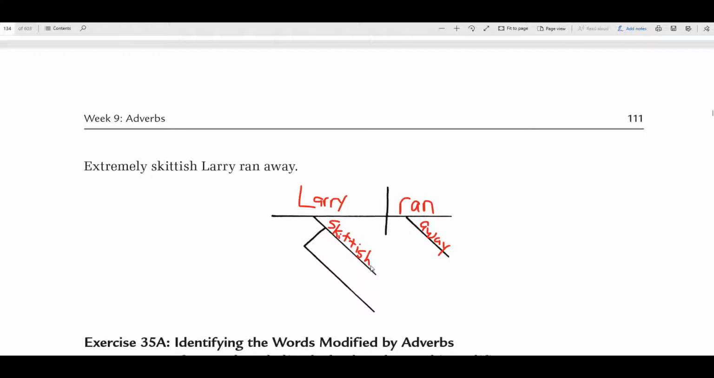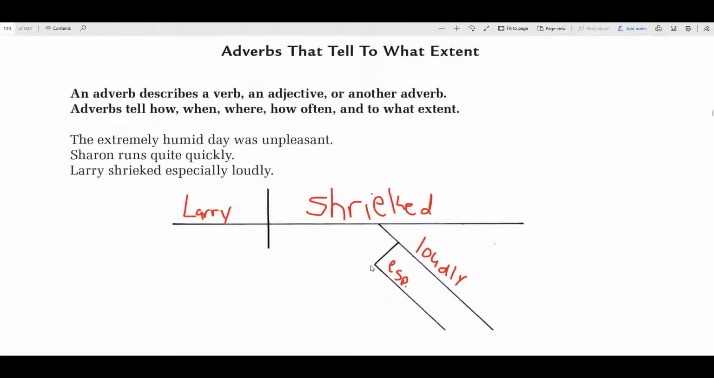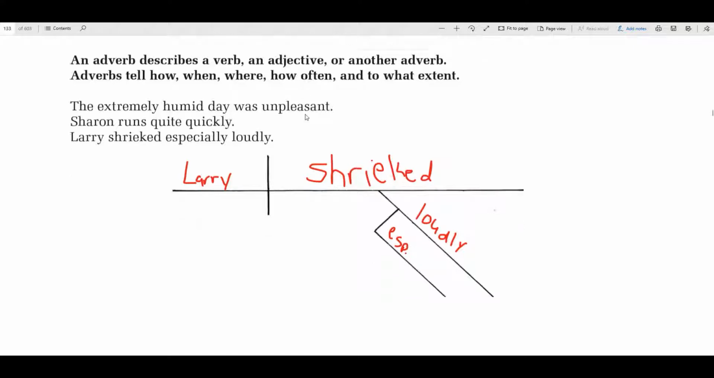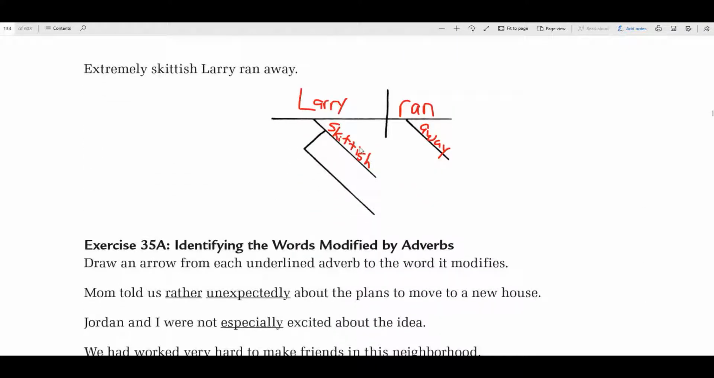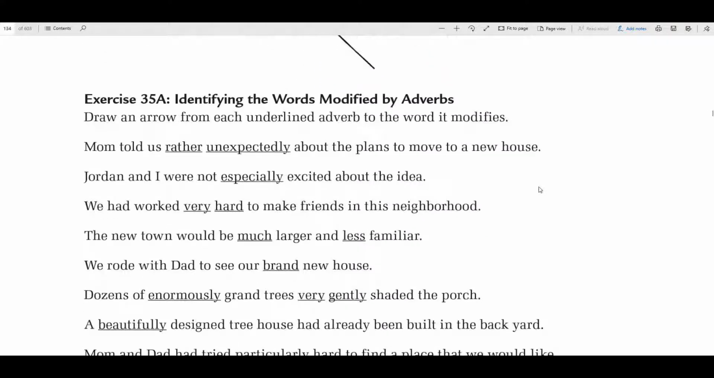Now, look up here again. An adverb can describe an adjective. So if this is an adjective describing which Larry, extremely would be the adverb describing the adjective because it tells to what extent was he skittish. Extremely. And I'm not going to spell it out. Okay. Understand? Whatever word it goes with, whatever word it describes or modifies is where it's going to go. Okay? All right, let's look at 35A.